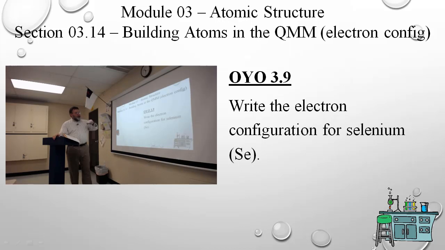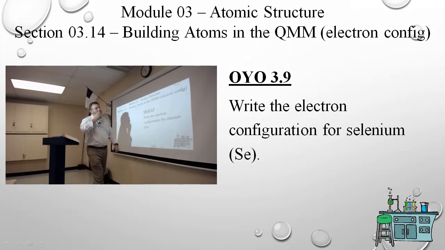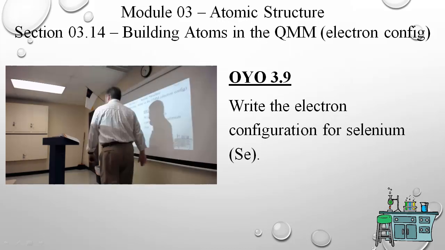On your own 3-9, do the same thing for selenium. Selenium's over here, number 34. As a class, the last electron to be placed will be where? What energy level? 4. What orbital? P orbitals. Which position? 1, 2, 3, 4. 4p4 should be your last electrons placed.